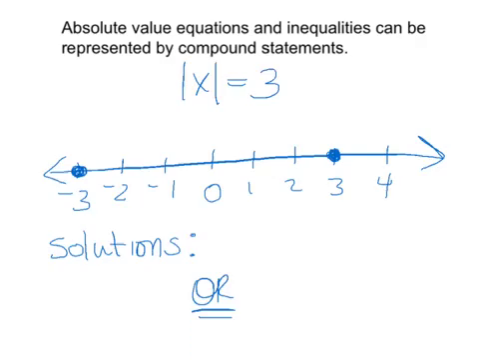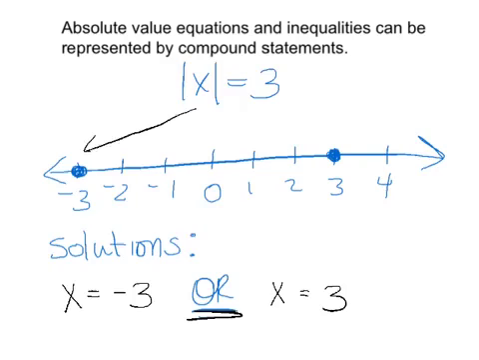So absolute value equations and inequalities can be represented by compound statements. So for instance, |x| equals 3 is actually x equals -3 or x equals 3. It's a compound statement or a disjunction. So absolute value of x equals 3. The absolute value of x, like what's in here, can be either -3 or +3.